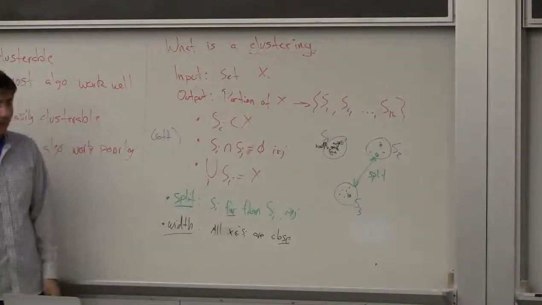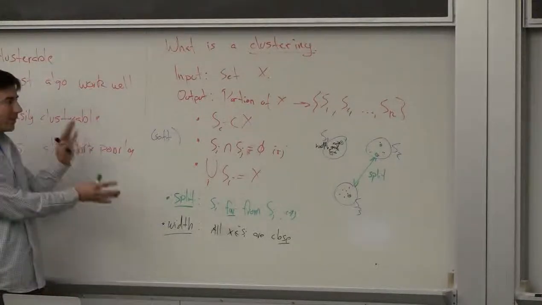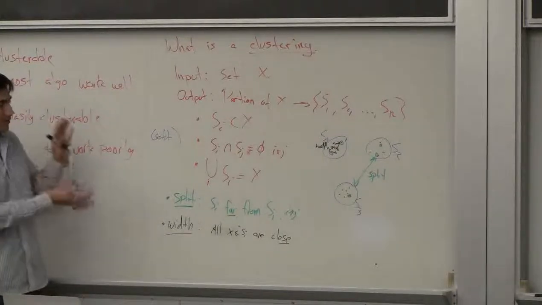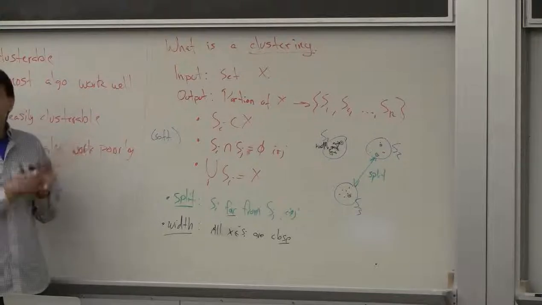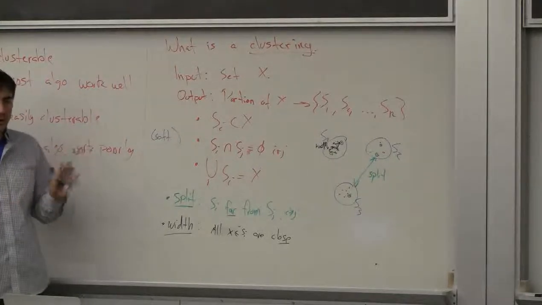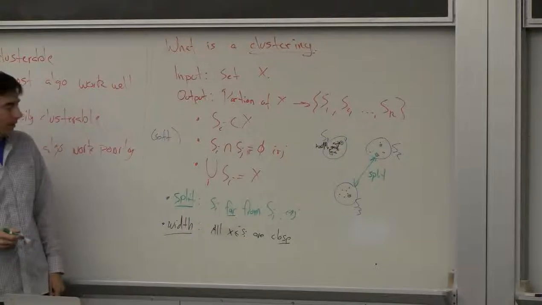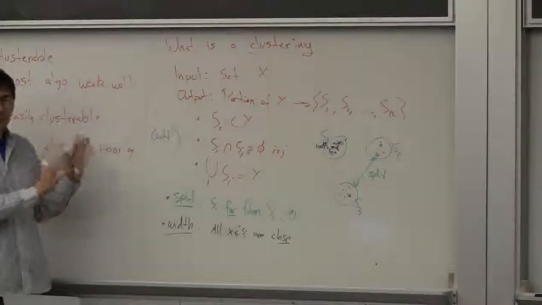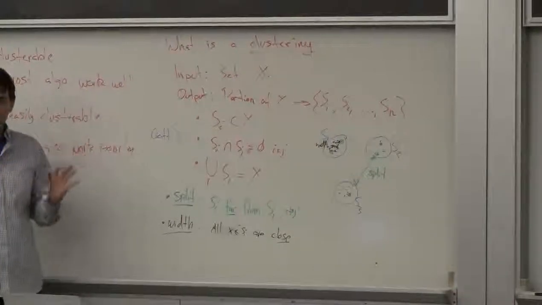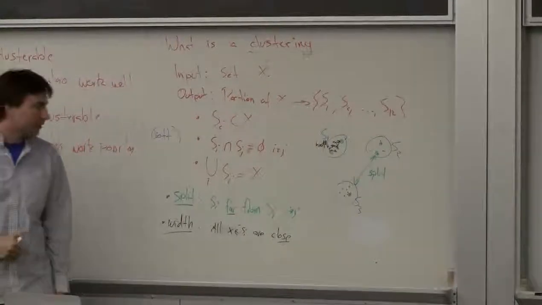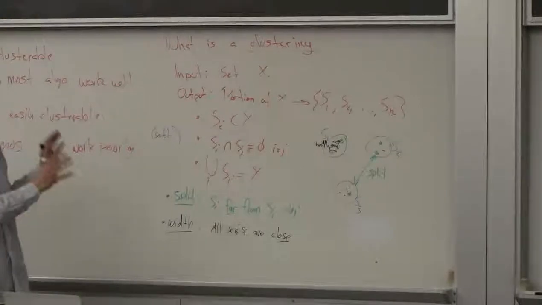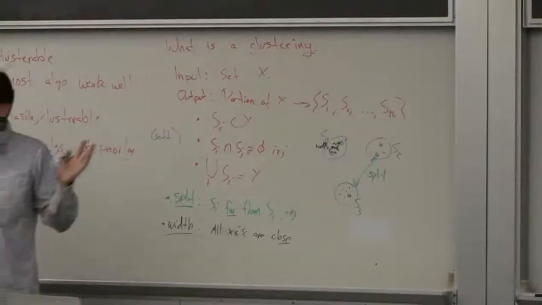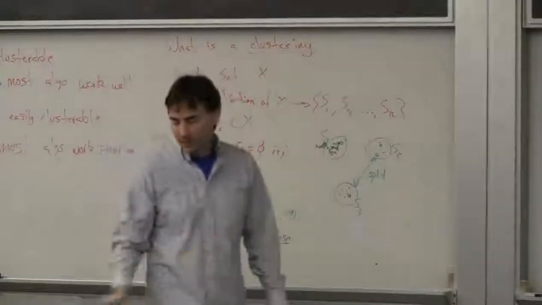Well, that's not clear. This is really the clustering problem in a nutshell, and because it's so vague, there are so many different ways of thinking about it. We're going to go through some ways of thinking about this problem. Any questions so far? All right.